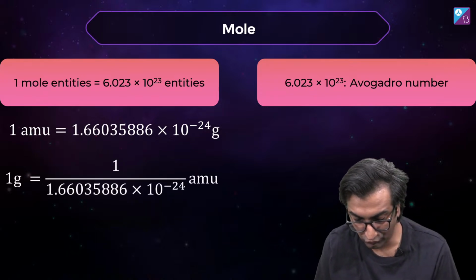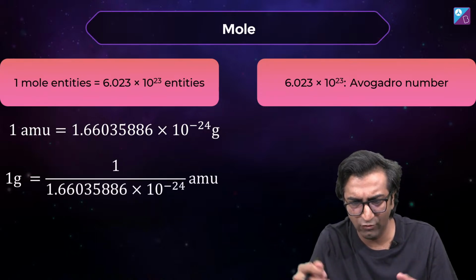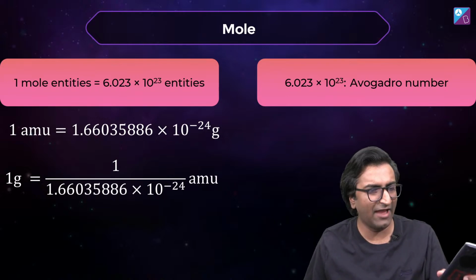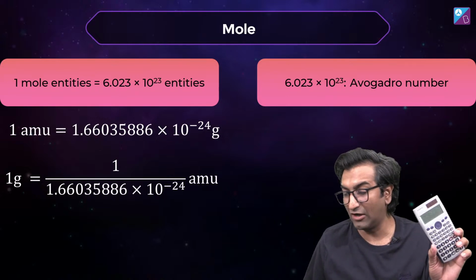Check this out. Usko karo. If you have a calculator, you can try doing it. I'll give you 30 seconds. If you have a calculator, put this in a calculator.